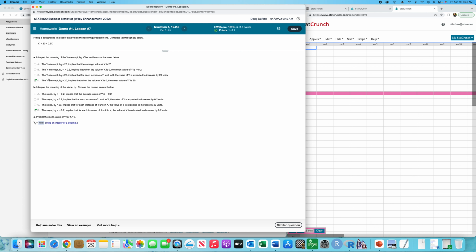So the interpretation that I selected is: the y-intercept b0 equal 20 implies that when the value of x is 0, the mean value of y is equal to 20. That's one of those little caveats, so we just have to tattoo it to the brain. The predicted y is actually the mean value of y.